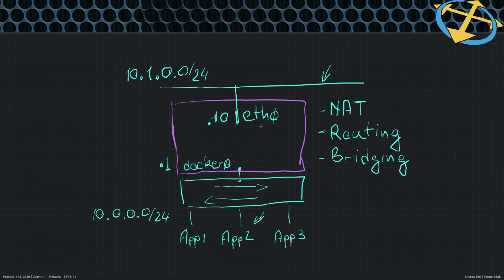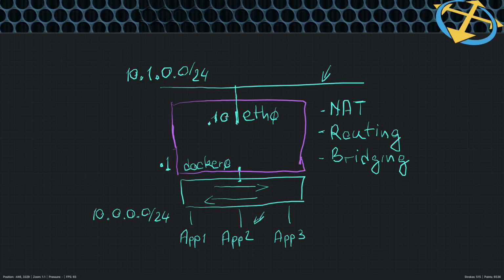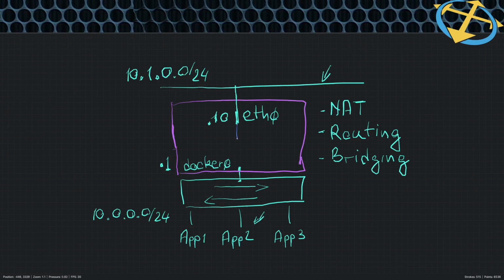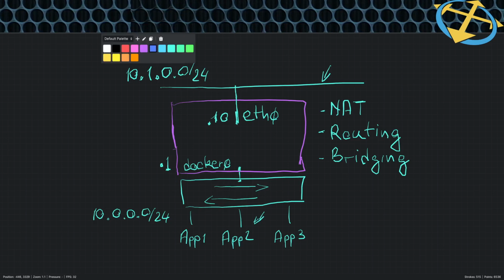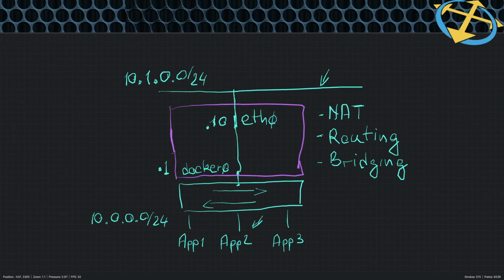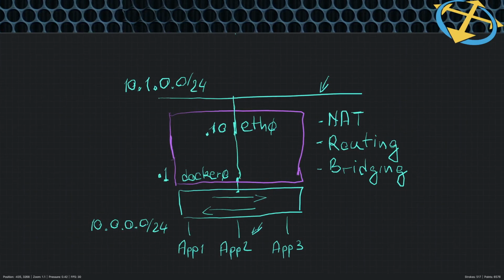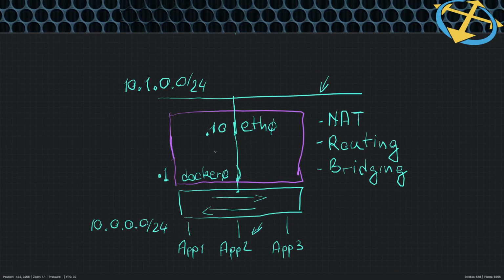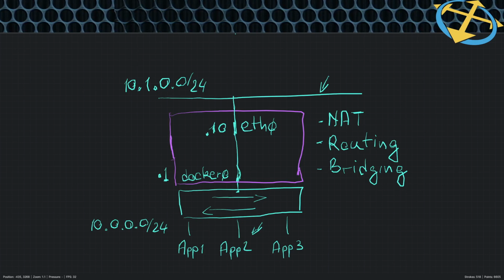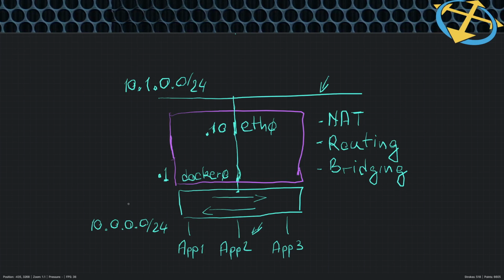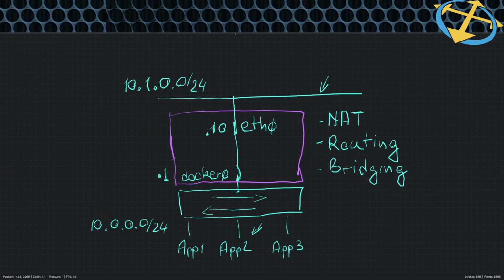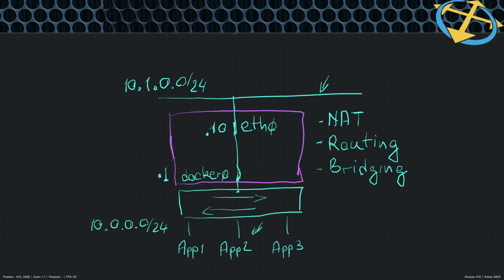And my ETH0 can be part, sorry, not this color, can be actually part of my bridge here. I can do this, and now I'm using, let's say, the 10.1.0.0/24. I'm just using the addressing plan from my physical network. I don't need this anymore.